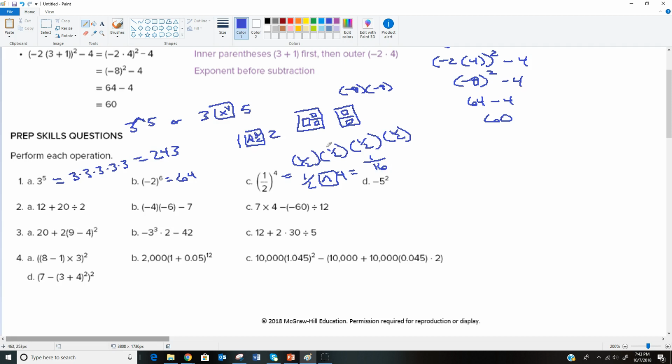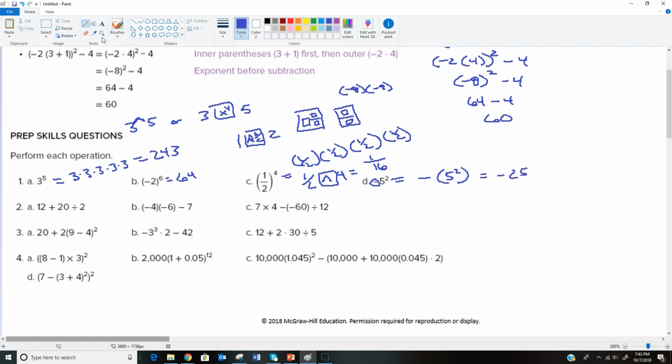Okay, and that's because it does 1 times 1 times 1 times 1, and 2 times 2 times 2 times 2, which is 1 over 16. Now this one's a little bit different. This negative is out in front, so this is just negative 5 squared. So the negative is just going to hang around on the outside, and this is actually negative 25.